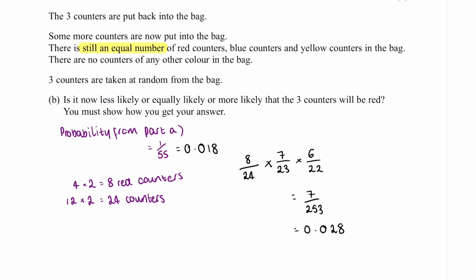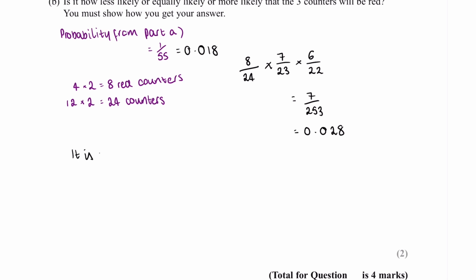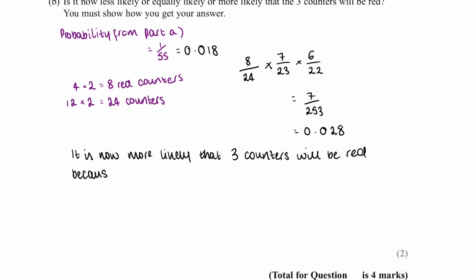So the final thing we need to do is write a summary statement. So we can write something along the lines of, it is now more likely that 3 counters will be red, because 0.018 is less than 0.028.